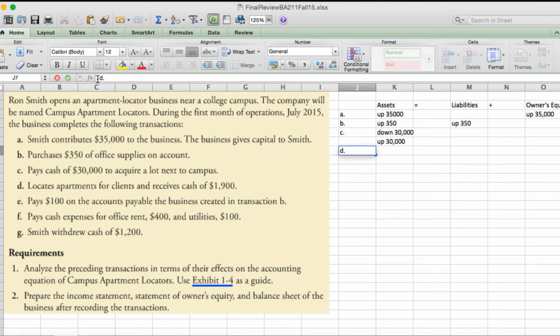D, locates apartments for clients and receives cash of $1,900. This is what we're in the business of doing, locating apartments for clients. They pay us for that service, so this is service revenue. That's $1,900 cash that we received, up $1,900. The way that revenue affects owner's equity is it causes owner's equity to increase. So $1,900 in cash and $1,900 in revenue cause owner's equity to go up as well.